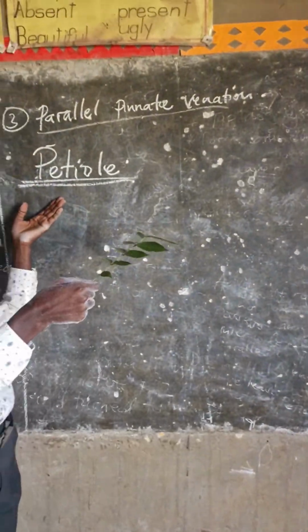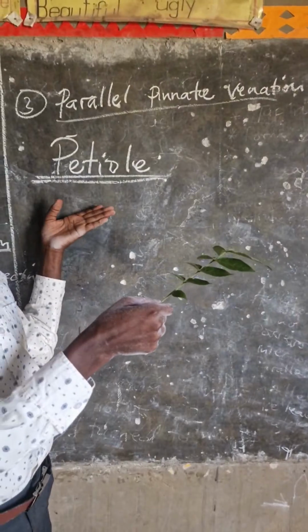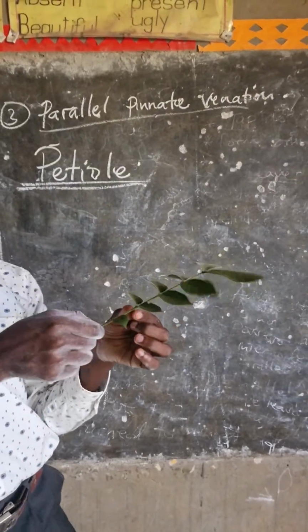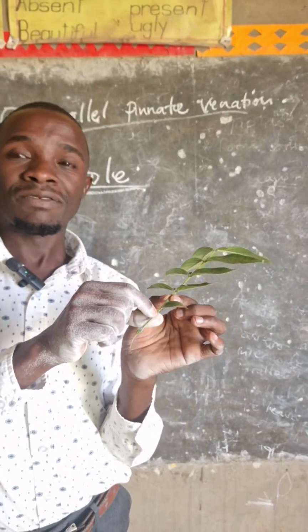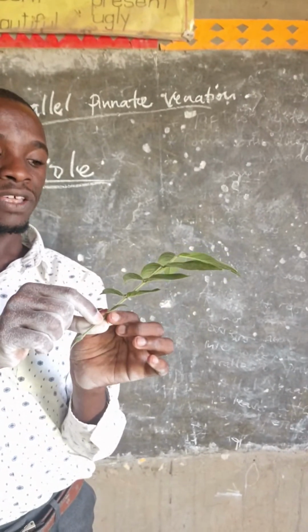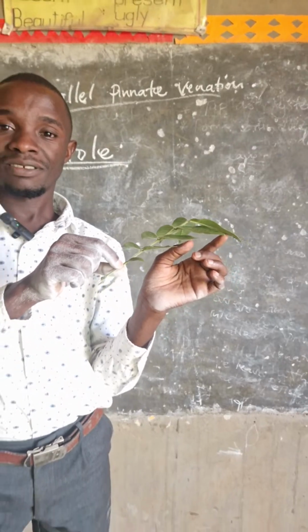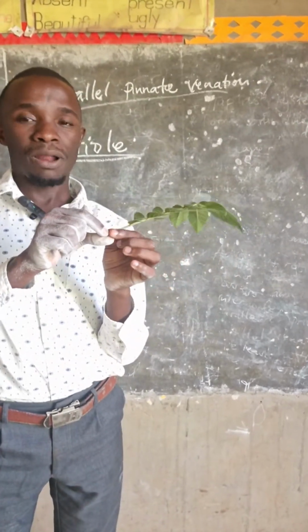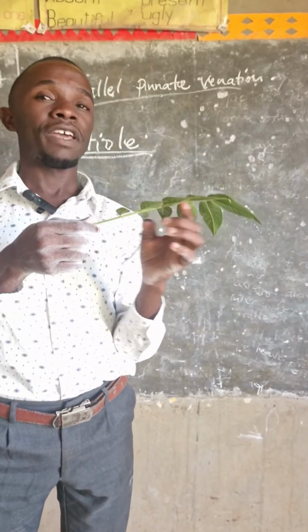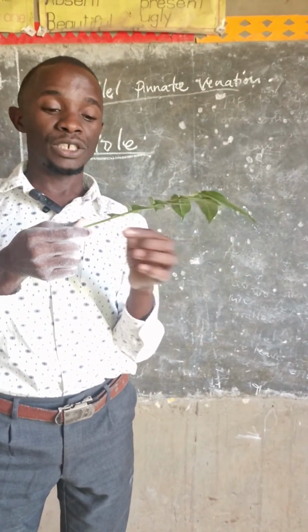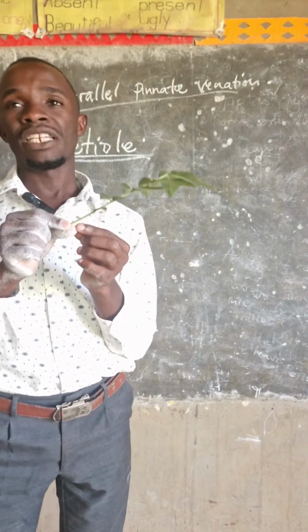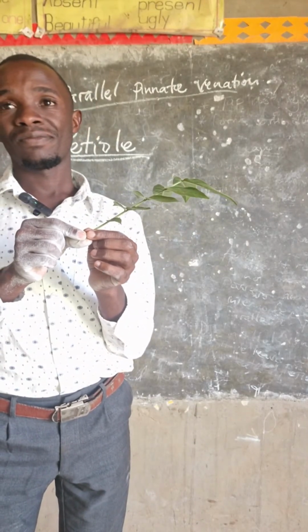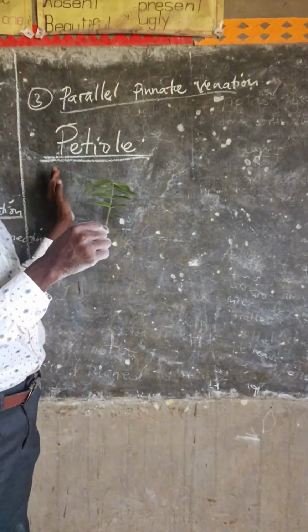Giving some of the functions of the petiole. It acts as the major supply of the vascular bundle to the veins. It is the passage of the vascular bundles from the stem to the veins. It is where all nutrients are conducted to and from the leaf. So, those are the functions of the petiole.